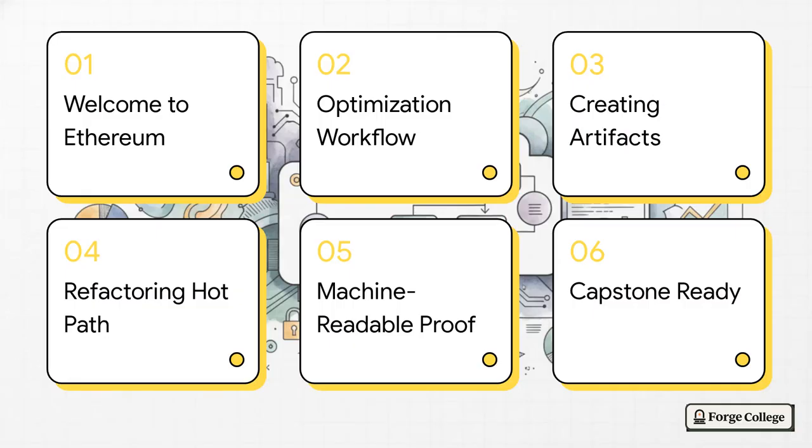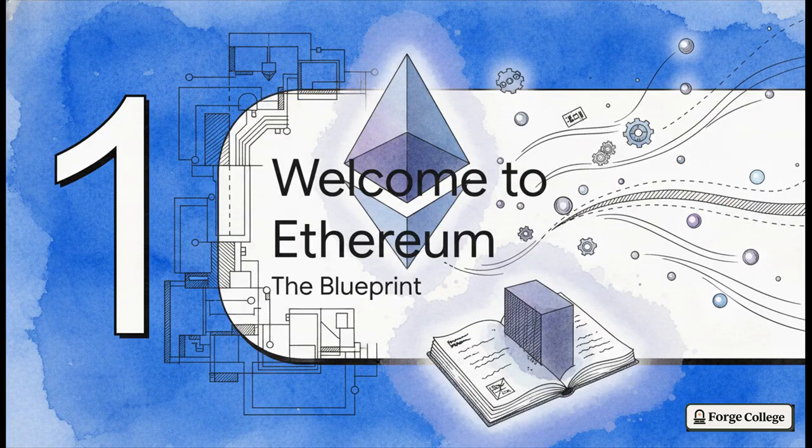So here is our game plan for today. Number 1, welcome back to Ethereum. Number 2, the repeatable optimization workflow. 3, creating the artifacts. 4, refactoring the hot path. 5, producing machine-readable proof. And finally, number 6, ready for the capstone. Let's dive in. Kicking things right off with section 1, welcome back to Ethereum, the blueprint.